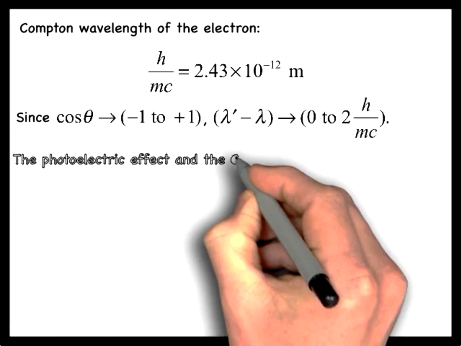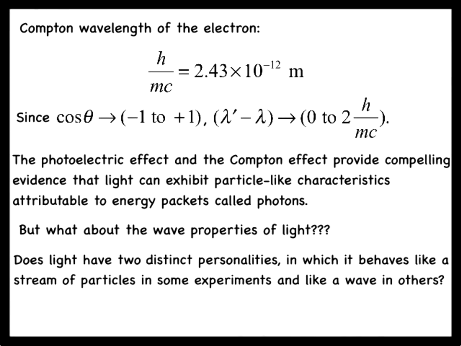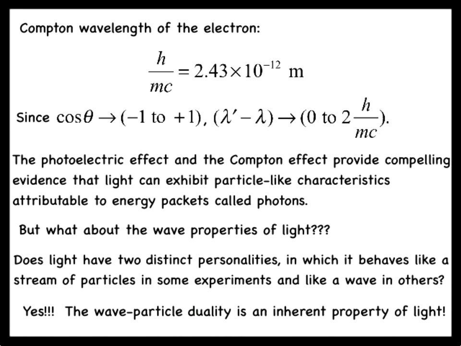The photoelectric effect and the Compton effect provide compelling evidence that light can exhibit particle-like characteristics attributable to energy packets called photons. But what about the interference phenomena discussed in Chapter 27, such as Young's double-slit experiment and single-slit diffraction, which demonstrate that light behaves like a wave? Does light have two distinct personalities, in which it behaves like a stream of particles in some experiments and like a wave in others? The answer is yes. And physicists now believe that this wave-particle duality is an inherent property of light, indicating that light is a far more interesting and complex phenomenon than just a stream of particles or an electromagnetic wave.